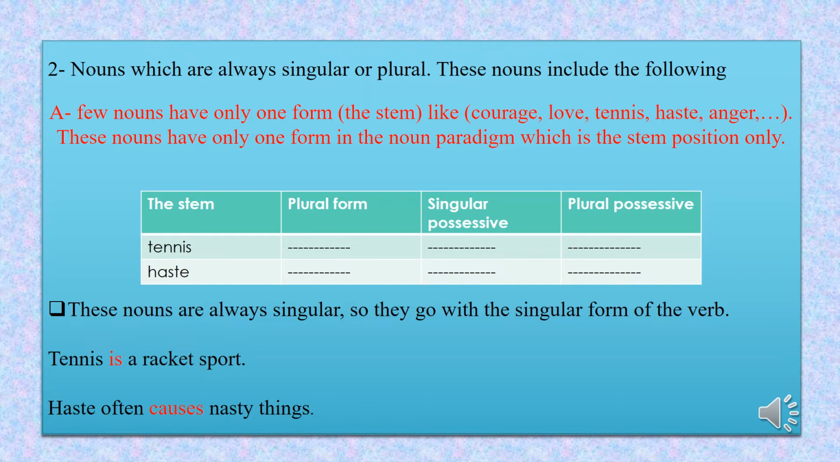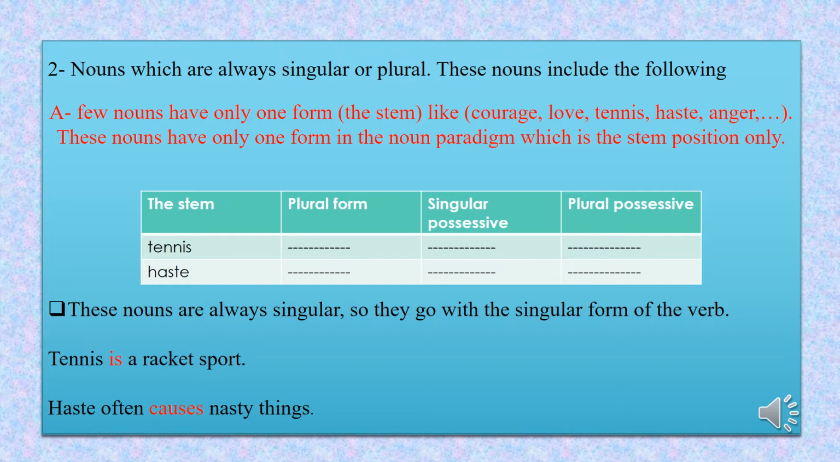These nouns include nouns like courage, love, haste, anger, games like tennis, etc. So they have only 1 form, the stem. Let's have an example. Tennis. Tennis is a game, it is the stem. We don't have a plural form for tennis, so the plural form is empty. It is inanimate, so we do not have a singular possessive or a plural possessive. So the noun paradigm of tennis includes only the stem.